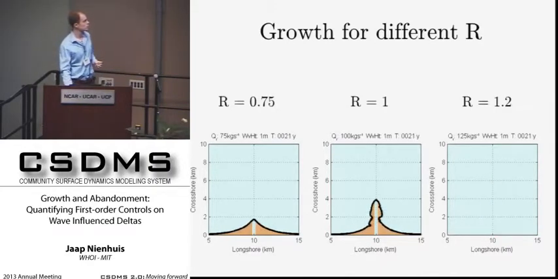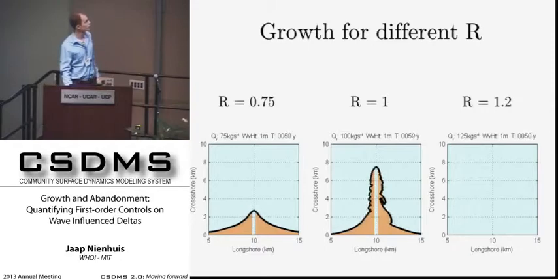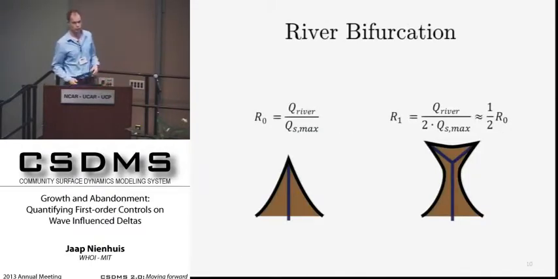Well, we don't see those deltas on the left very often in nature, so there's something wrong. What river deltas tend to do when they grow is they bifurcate. So on the left, you see a river with one channel that has a particular ratio of river sediment load over wave littoral transport.